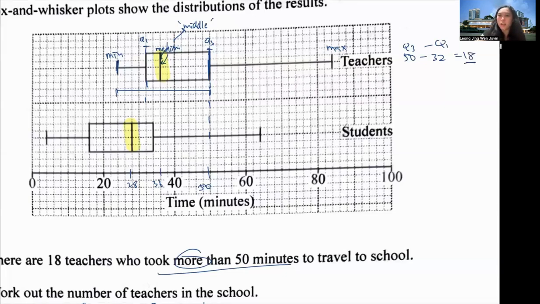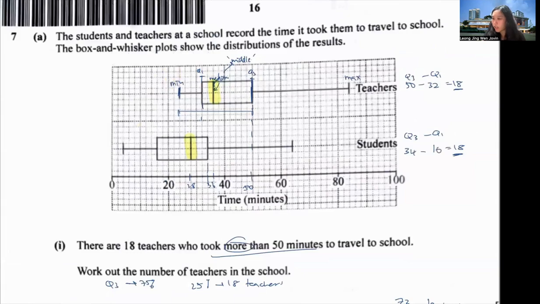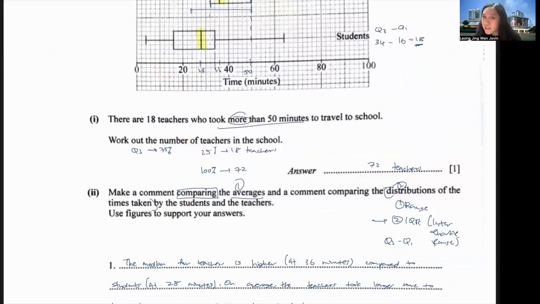Okay, do the same thing. Oh, sorry, can you see? Yeah, okay, so do the same thing for the students. So Q3 minus Q1. Over here, students Q3 is this number over here, so 34 minus 16. Okay, you also get 18. Seems like both of them have the same IQR, right? So what does that tell you? Right, it tells me that actually their travel time, the consistency of their travel time is about the same.